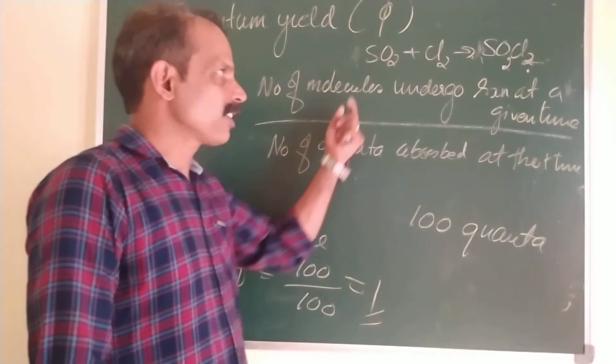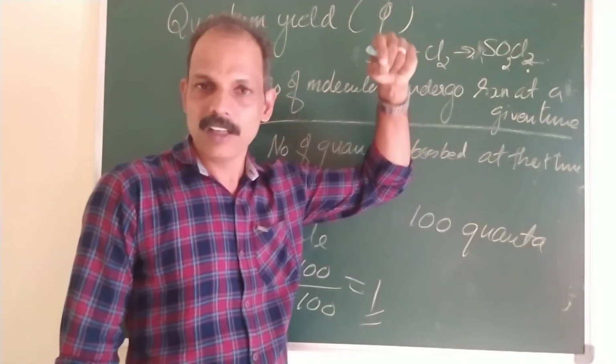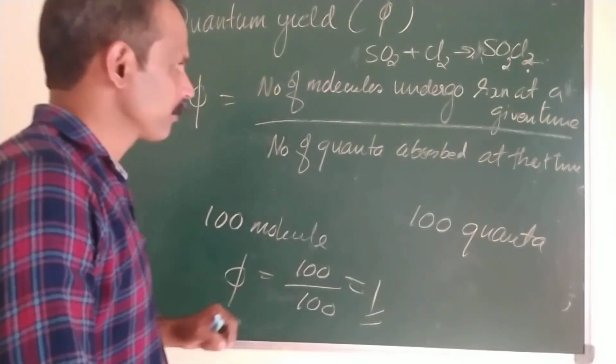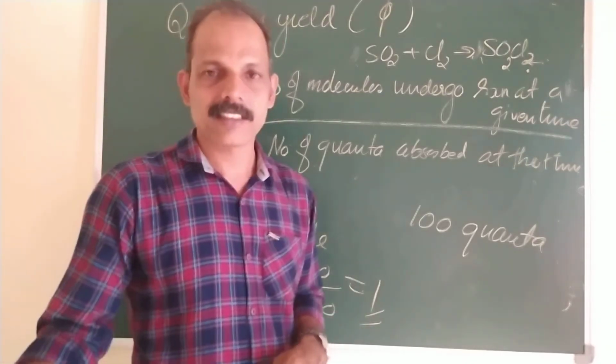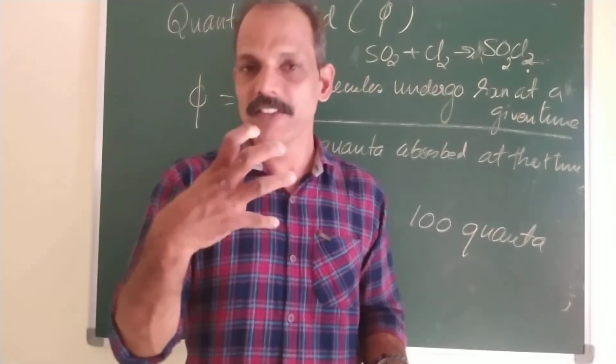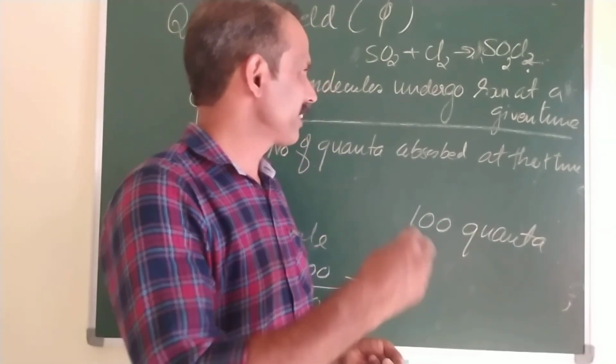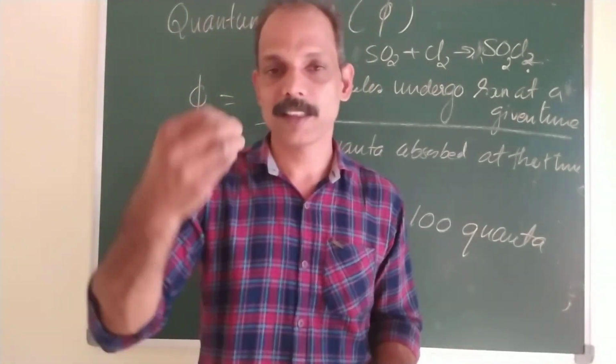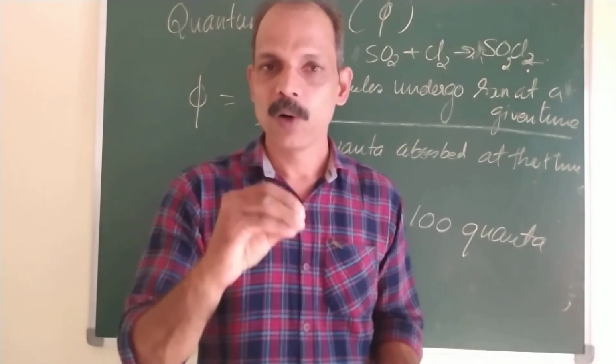And in most cases the quantum yield is either very high or very low. In our next class we will discuss why some photochemical reactions have very high quantum yield and some have very low quantum yield.